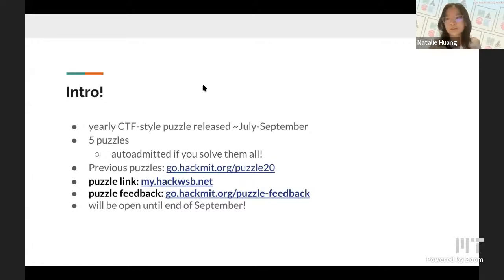Just for people who don't know, the Hack MIT puzzle is a yearly CTF style puzzle that we release every year around July, August, and this year it'll run until September, so you can access it until then. This year, our big puzzle consisted of 5 smaller puzzles. If you attempt and solve them all, then you get auto admission to our event, which is this weekend.